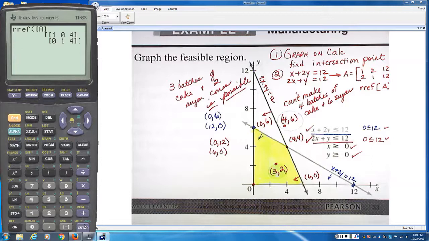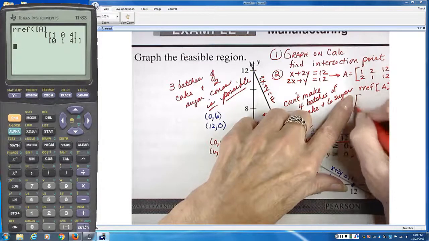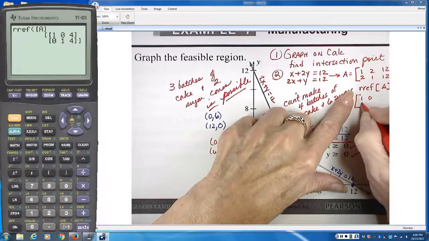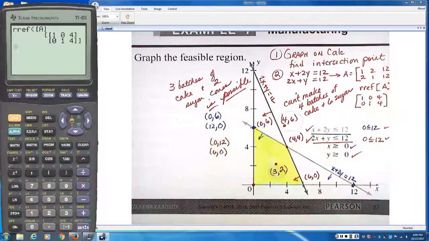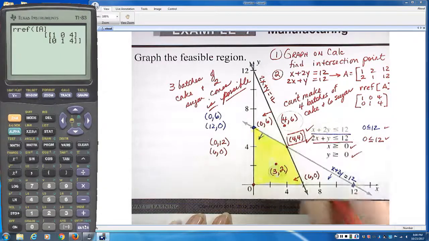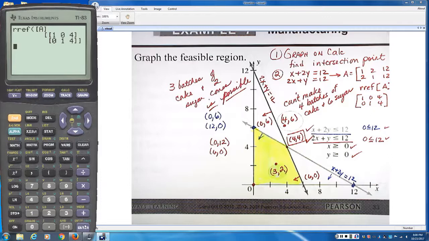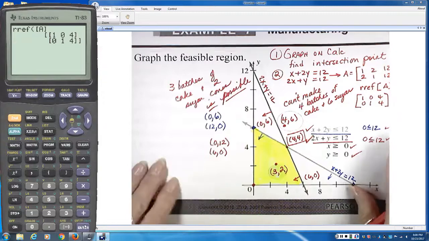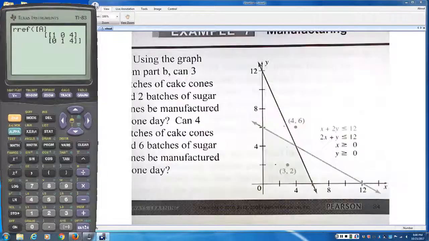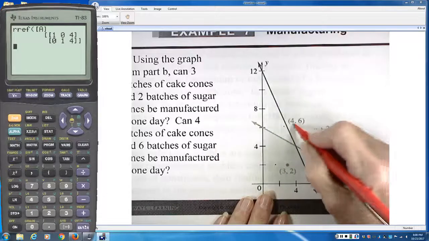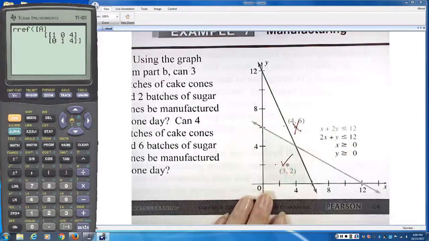And that tells you that the reduced row echelon form of matrix A is 1, 0, 0, 1, and your solution out here, 4, 4, is right there. So that tells you that this is, in fact, that other corner point. So you need to remember how to do the last chapter while we're doing this one. They're very closely tied together. So we've graphed the feasible region and then used the feasible region to determine that this is not possible, but that one is. Okay?